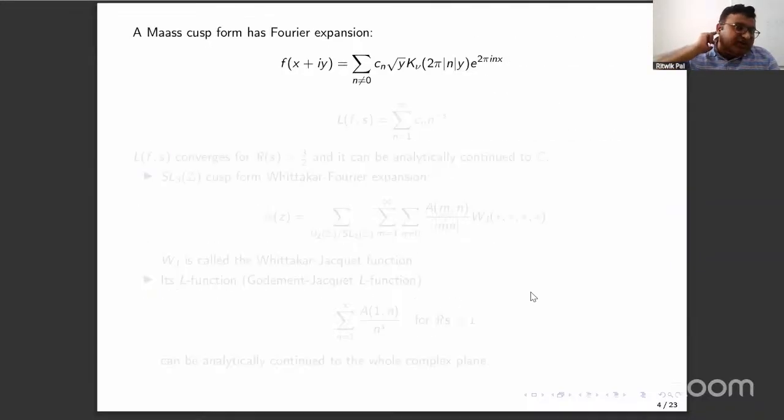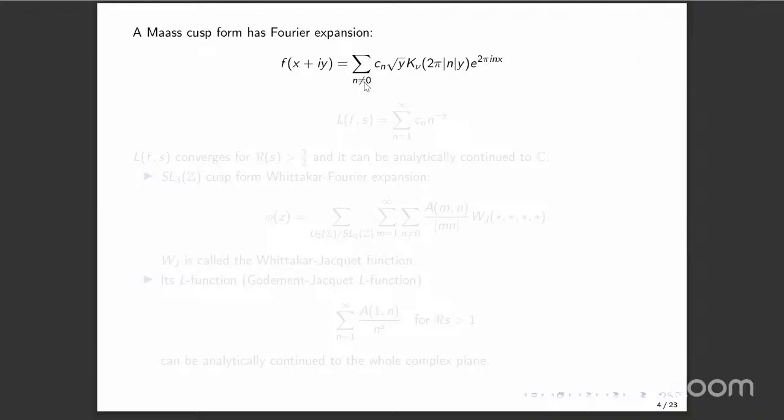So a Maass form has a Fourier expansion. It's real analytic. So there is a root of y, c_n, K_mu of 2 pi mod n y, which is basically a Bessel function of the second kind, with n not equal to 0.